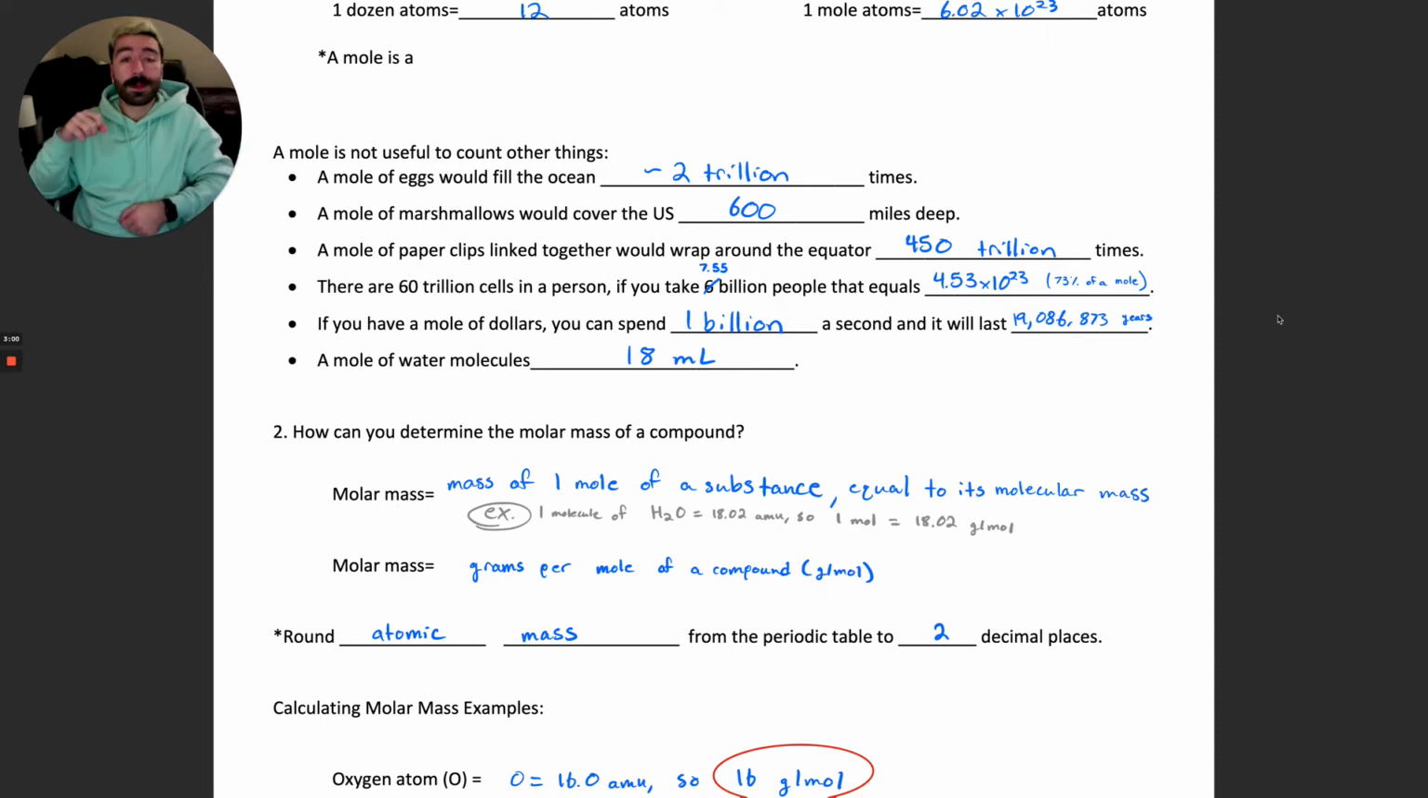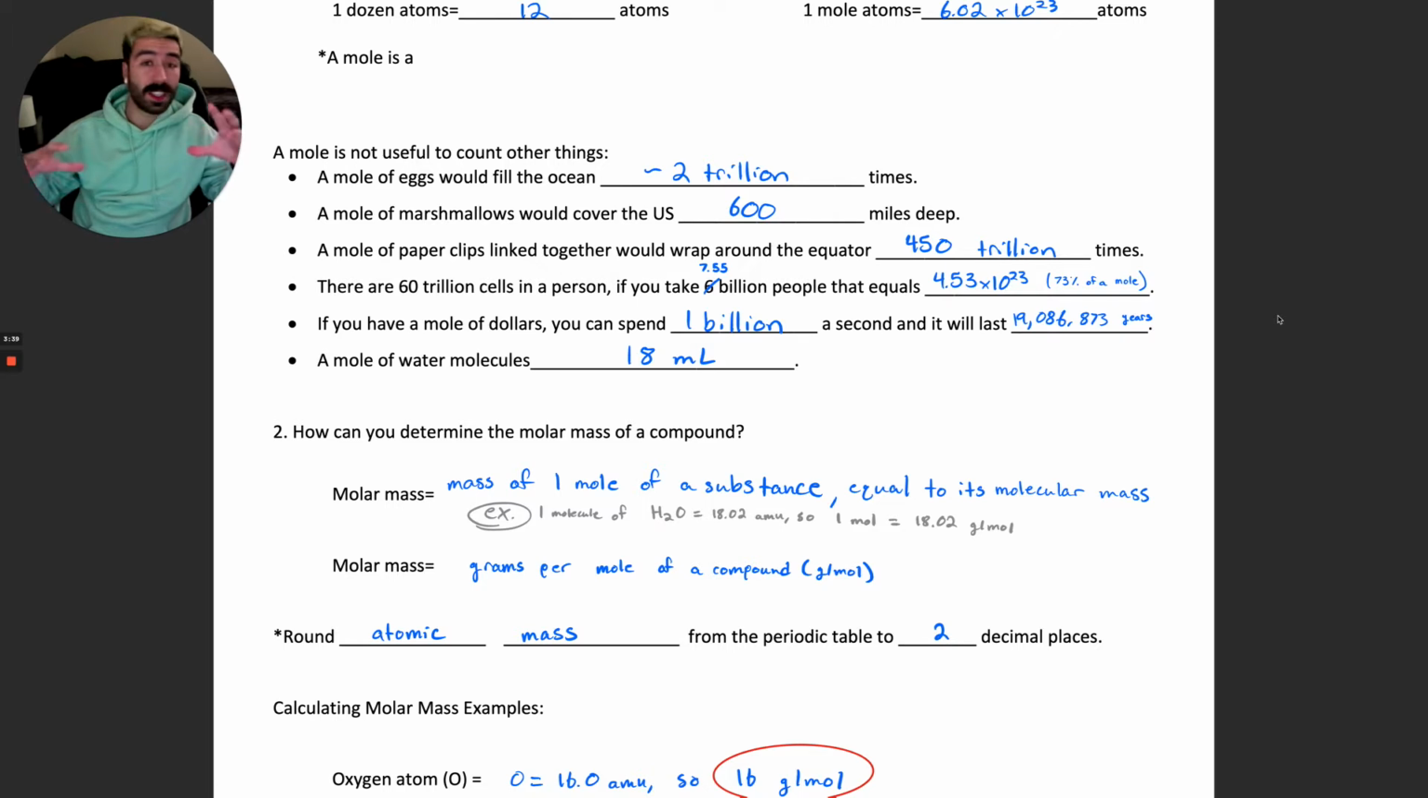If you had a mole of marshmallows, if you laid it out over the entire surface area of the United States, think about how many it would take to just make one layer of marshmallows. But we're not looking at just one layer of marshmallows. We're looking at a layer of marshmallows 600 miles tall or deep. If you had a mole of paper clips and linked them together, that'd be enough to wrap around the equator of the Earth. Not just once. 450 trillion times. Now, this is all approximate math.